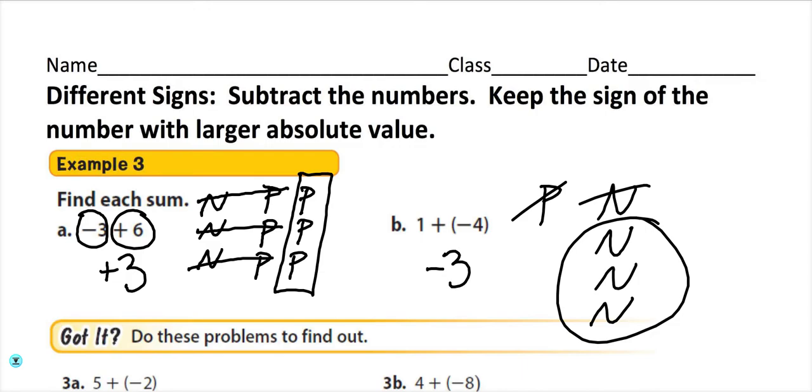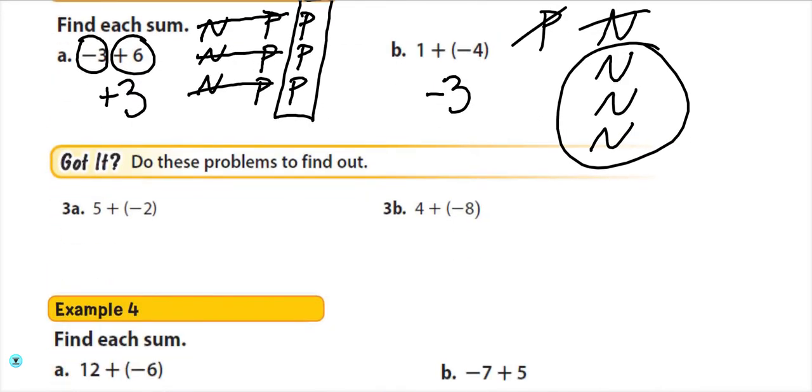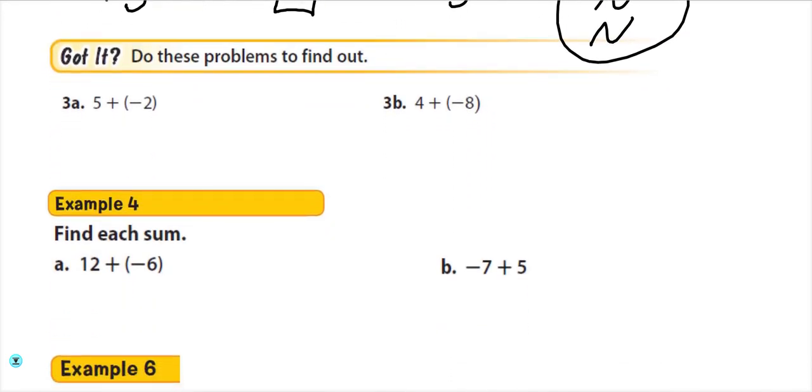Okay, let's try it again. If you think you've got it, go ahead and move on. If not, just stay with me. All right, let's take a look here. So we have 5 plus negative 2. Do I have same signs or different signs? I have different signs. Same signs, add and keep, different signs, subtract. So 5 minus 2, which would be 3. Keep the sign of the larger number. So who had more soldiers on their side? The positives did, so it's positive 3.